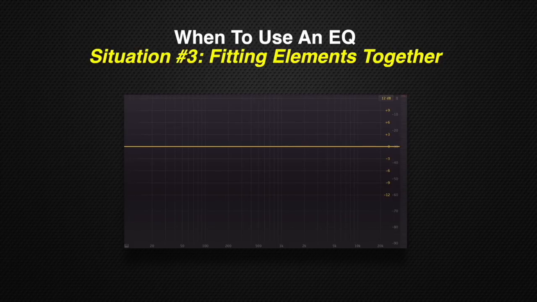Once we know what main element we want to have the listener to hear, then we know that we want to remove frequencies from the other elements. In this case, the chords, the synth chords.